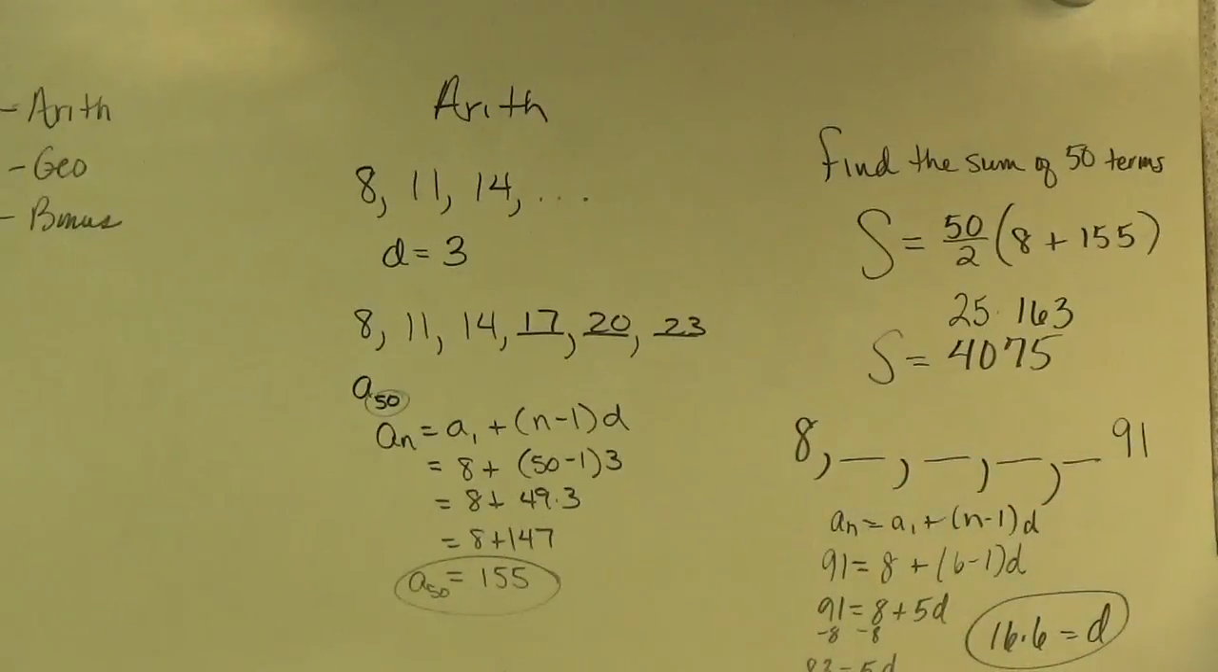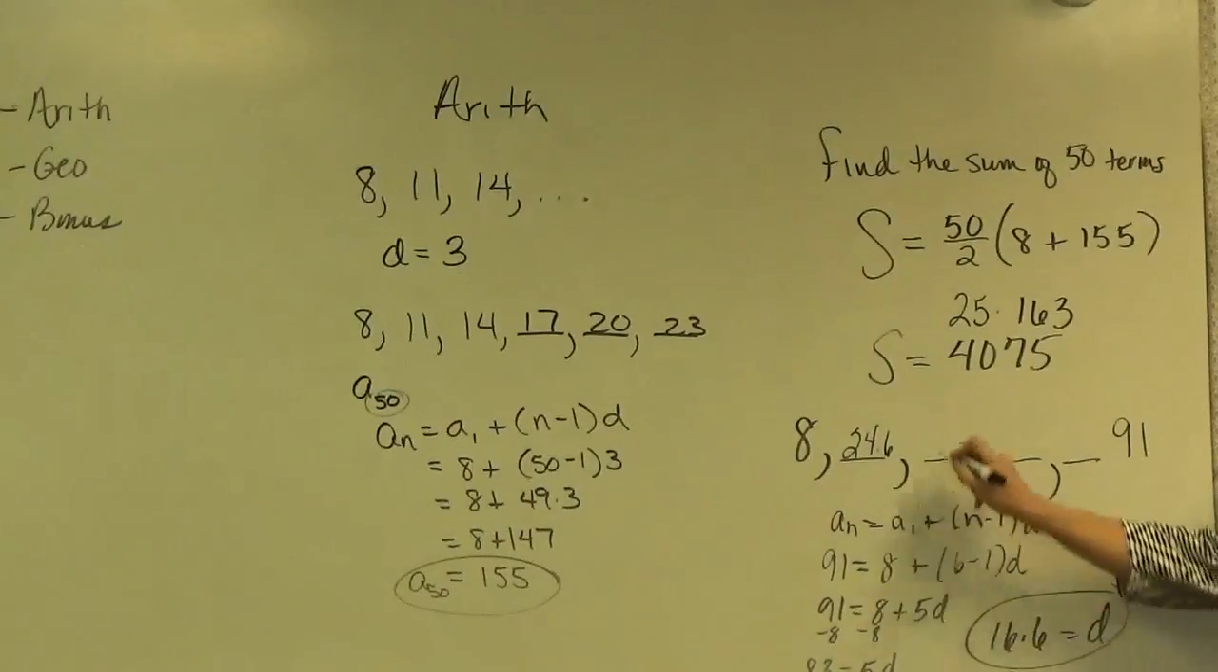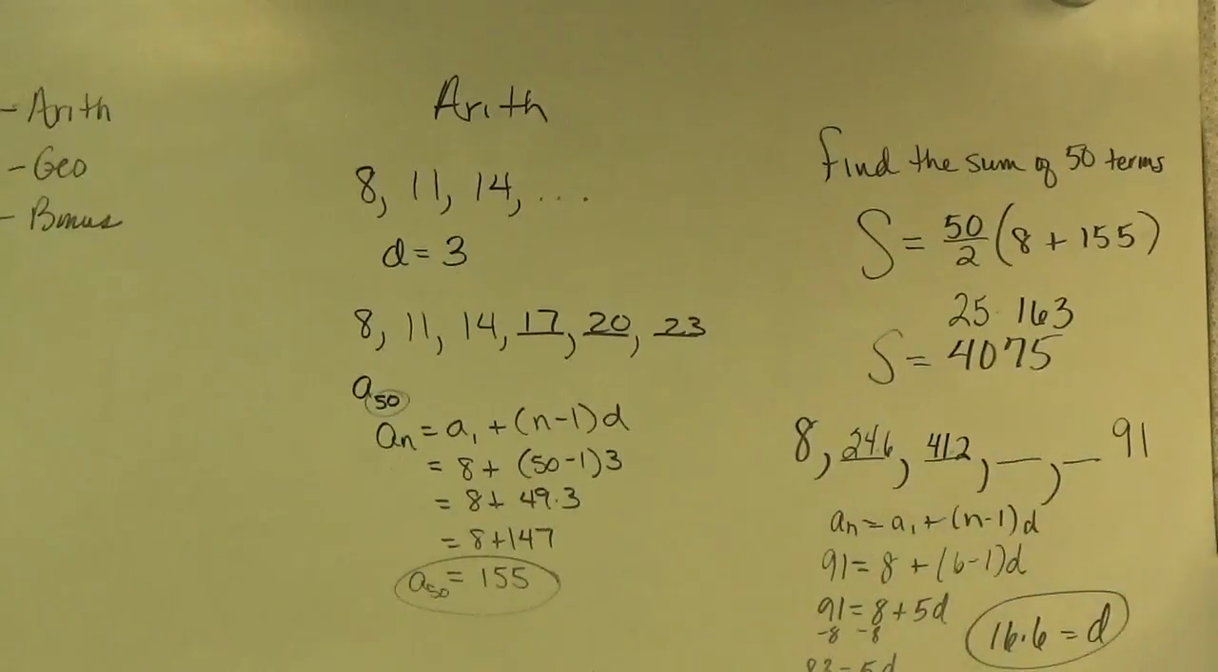And there's really no reason to miss these, because if you don't get 91 when you get to the end, you did something wrong. What's 8 plus 16.6? You guys with calculators can add faster. 24.6. Keep adding. 41.2. Keep adding. 57.8. Keep adding. 74.4. Keep adding. Why would I say keep adding? That's to make sure your answer's right. 91. And we are right. So you don't need me, you really can check yourself.